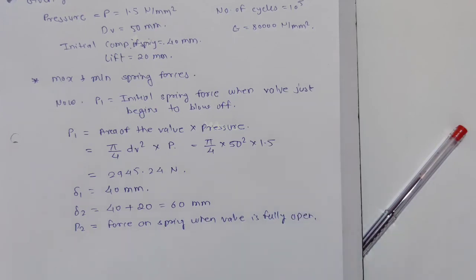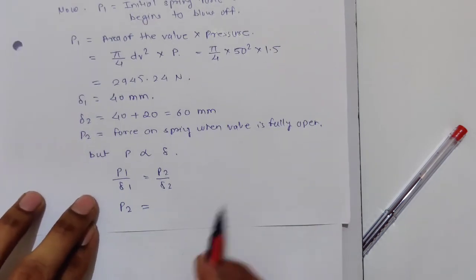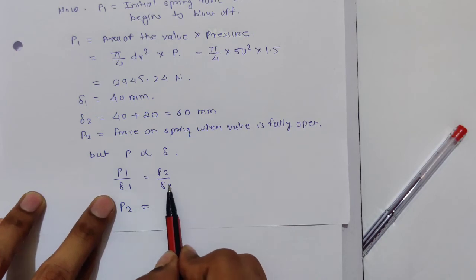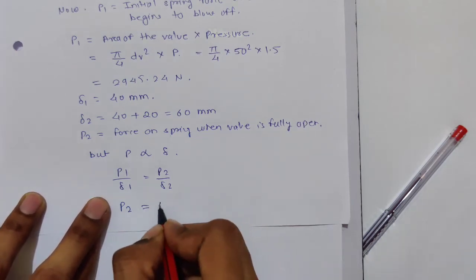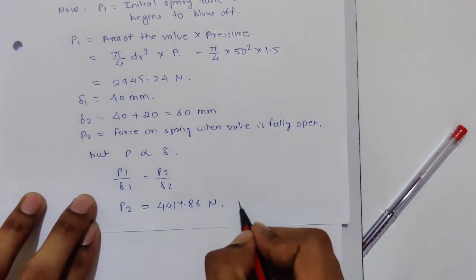Okay, then we know that force is proportional to delta. So we can say that P1 upon delta 1 is equal to P2 upon delta 2. We are having P1 value, delta 1 value, delta 2 value. P2 you can find using this relation. Just put the value of P1 over here, that is 2945, delta 1 is 40, and delta 2 is 60. You will get P2 value as 4417.86 Newton. So this is the required value.